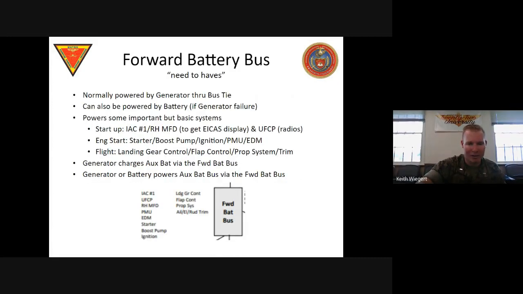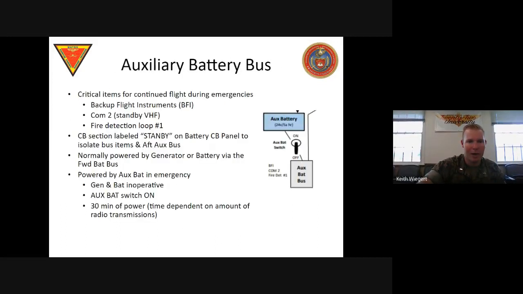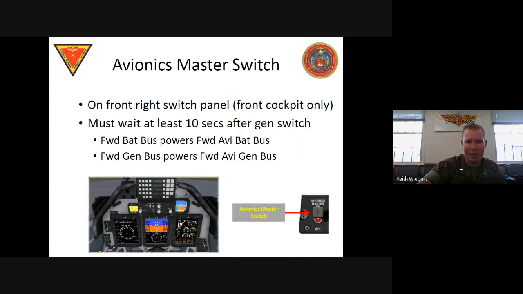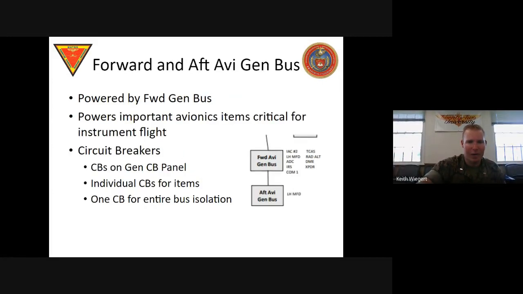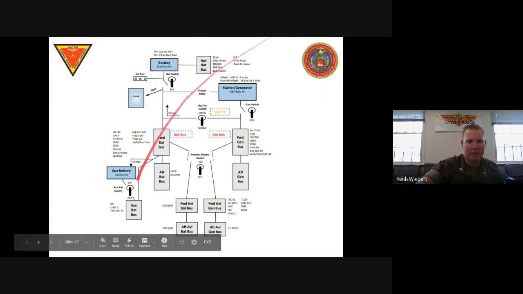All right, now we've got a whole bunch of buses, right? So we've got the forward battery bus, the forward generator bus, the aux bat bus. We already talked about them. We've got the aft generator and battery buses. We've got the avionics master switch. We'll talk about it in just a second. Forward and aft avionics battery buses and forward and aft avionics generator buses. All of those things that I just mentioned are all the buses, all these gray boxes, right? Let's go through and talk about them.